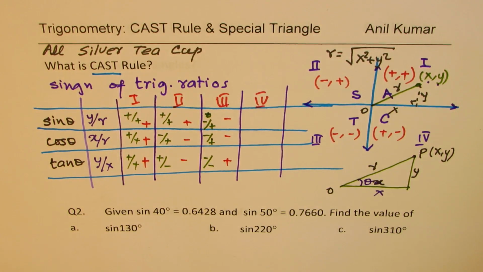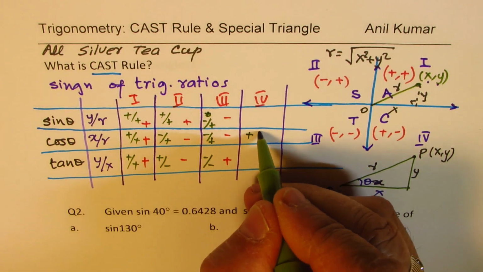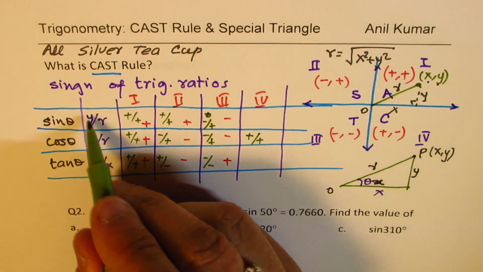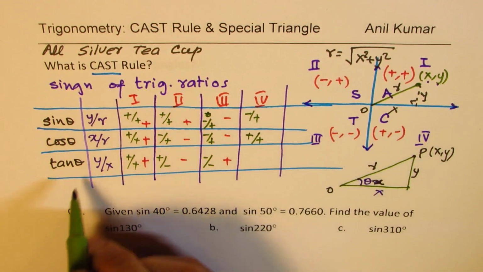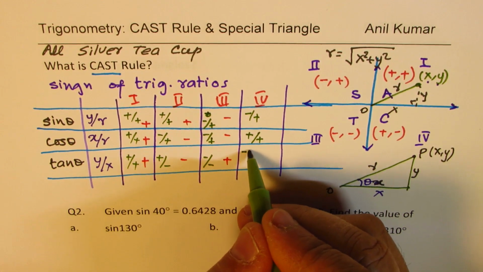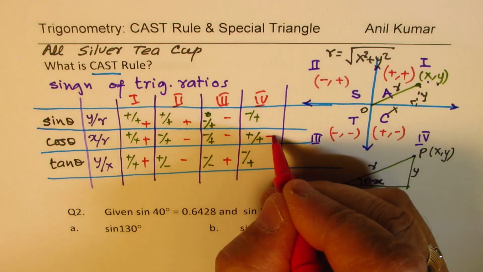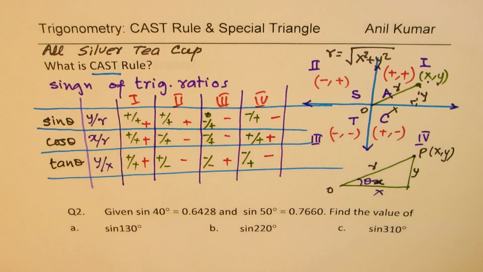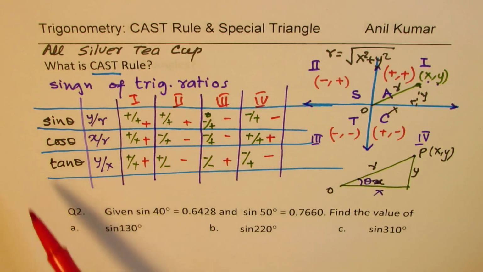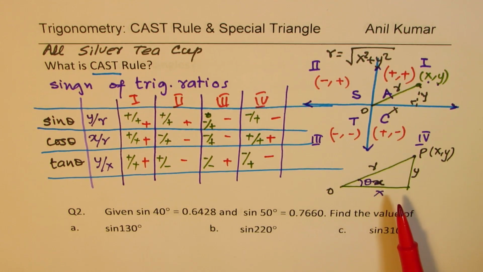In quadrant 4, x is positive, and r is always positive. Y is negative, r is positive. For y over x, y is negative and x is positive, and therefore cosine is positive, others are negative. Do you get the idea? So that is how you will get signs in different quadrants for trigonometric ratios. So I hope that helps, right?